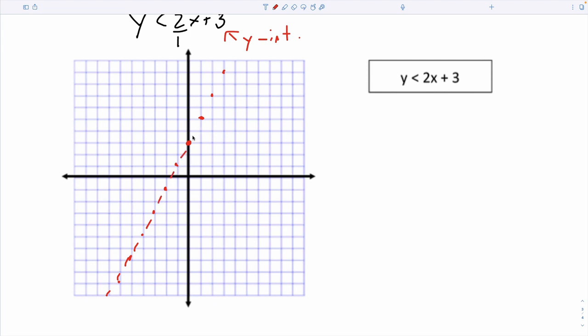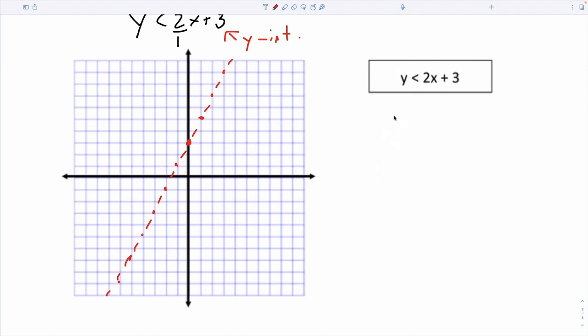You might have seen that, but you're going to make a dotted line. If it's not a chin, don't fill the line in. Make a dotted line. This means that any point on this line does not work. So it has to be less than this line. You can't have a solution be 0, 3 because that's exactly on the line. That won't work for this inequality.